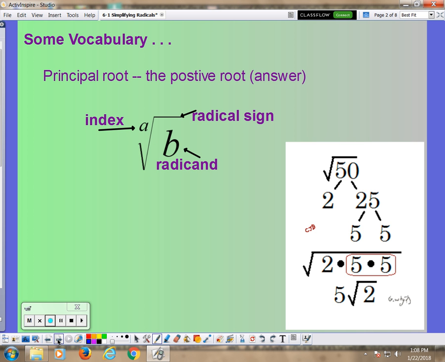You do need to know that the number here inside the check mark is called the index number. That is the index. This is important to remember because I will be referring to these by their actual names, not by their locations. So we have an index number up here in this area. We have the radicand, which is right here, and that's what's underneath the radical sign. And the sign itself is called the radical sign. It is not a square root symbol. It is a radical sign.